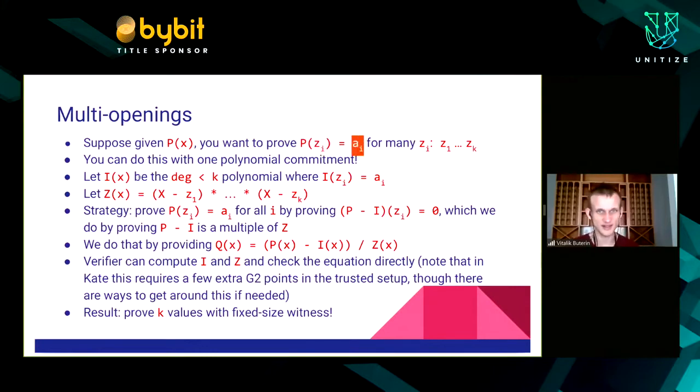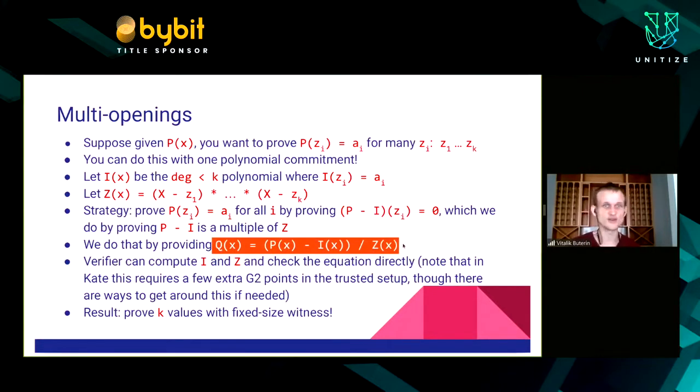And so P minus the interpolant is going to be a multiple of the smallest polynomial that equals 0 at every Zi, so that's Z of X. So then you just have this one equation, and the verifier can just verify this one equation, right?